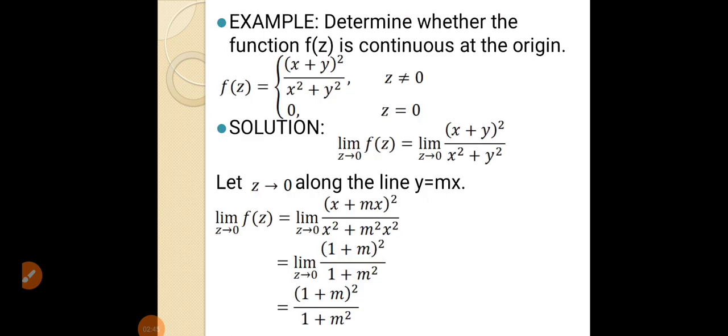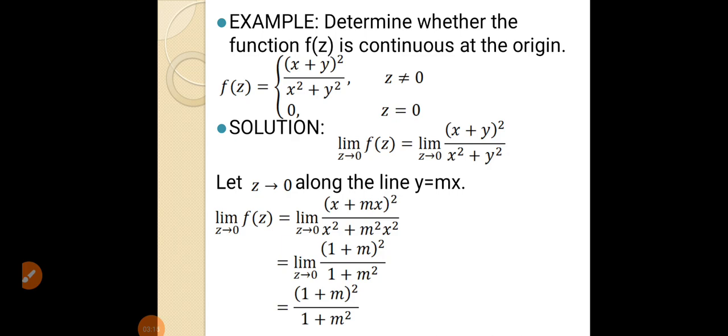Next is one example. Determine whether the function f(z) is continuous at the origin. The origin is the point (0,0). We are given f(z) = (x + y)^2 / (x^2 + y^2) if z is not equal to 0, and 0 if z = 0.